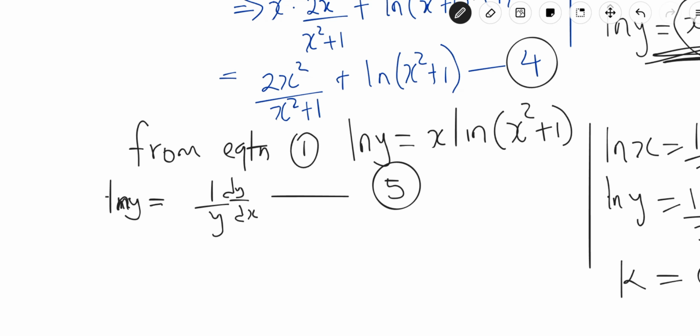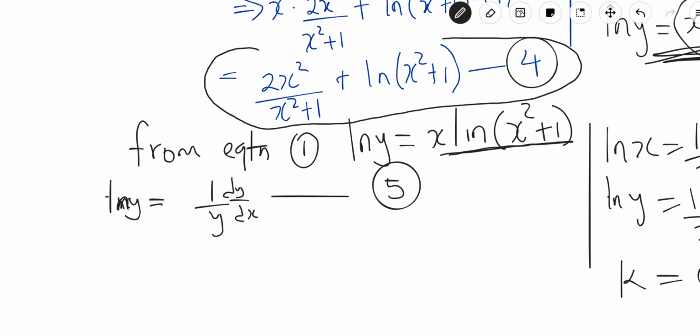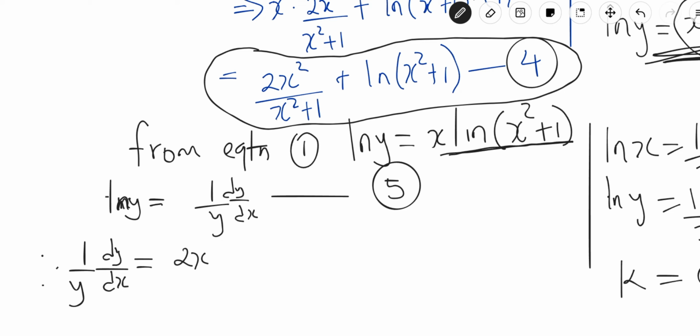So we know that the derivative of ln y is 1 over y dy/dx, and the derivative of x ln(x² + 1) is what we got in equation 4. Then we equate the both of them. Therefore, 1 over y dy/dx is equal to 2x² over x² + 1 plus ln(x² + 1).